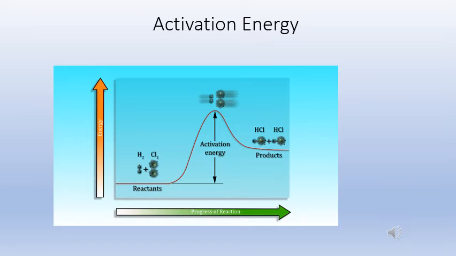Imagine that the substrate is one side of the mountain and the product at the other. Energy in this case is heat, and enzymes allow reactions to take place at lower temperatures such as the human core body temperature.